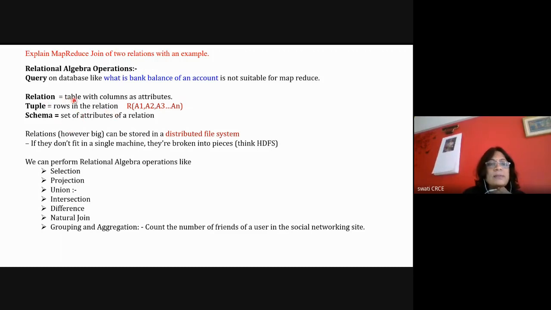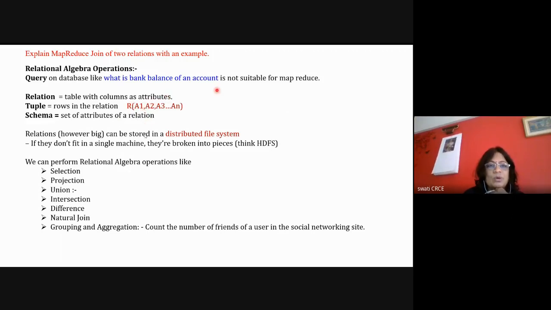For a database table, we assume it as a relation, and the table has columns as attributes. We use the terms relation, tuple, and schema. Relation is actually the table of your database. Tuple is the row of the table, represented like this: R in brackets, attributes 1, 2, 3 up to n, and the set of attributes indicates the schema of your table. This will be the name of the table when you store the information in a distributed fashion, and these are the values.